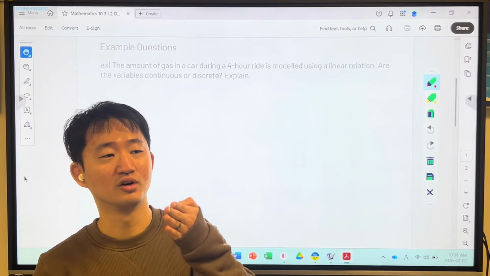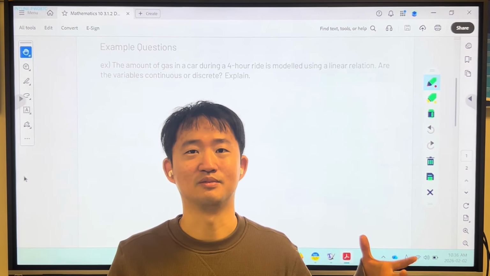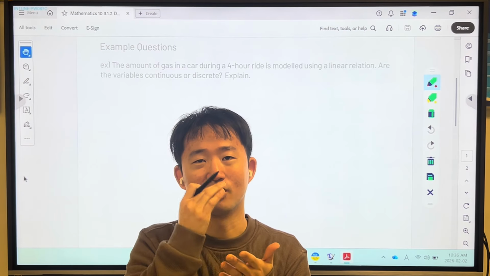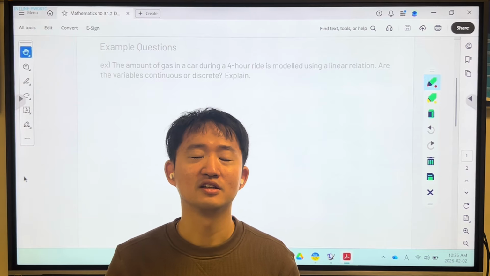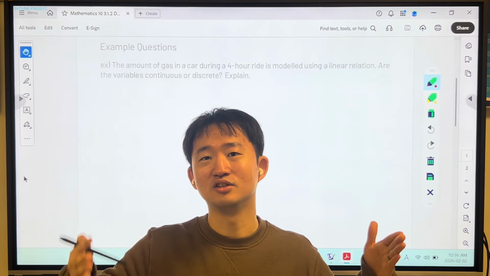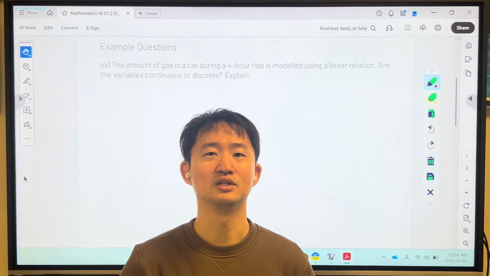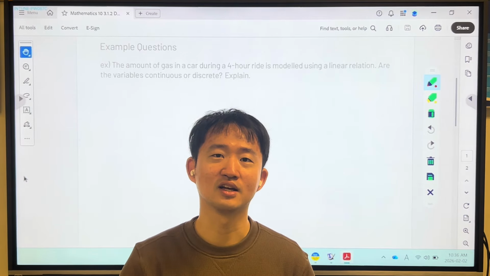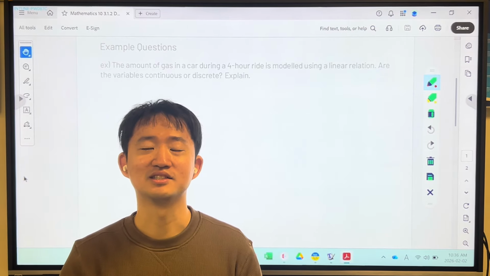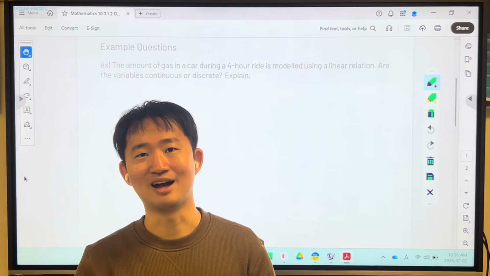Continuous data is when you have a continuous amount, not chopped-up numbers. So if your numbers are going like 1, 2, 3, 4, 5, that's what we call discrete data. Continuous data has no stops in between. Or in other words, continuous data is something that you measure, whereas discrete data is something that you count.